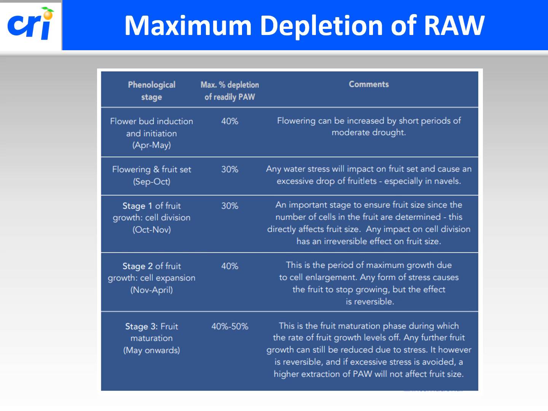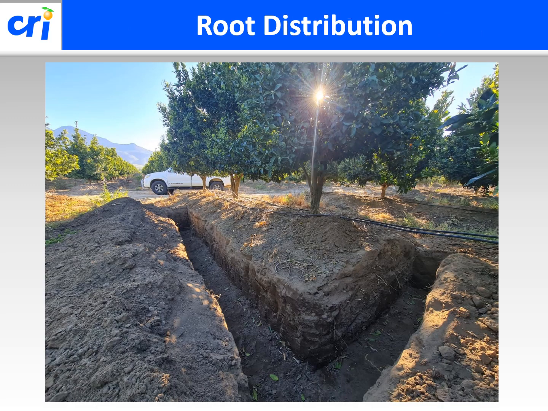It is important to note that in cell division, which is between October and November, a 30% depletion of plant available water is allowed, thus leaving 70% of plant available water in the soil. If any stress occurs during this phase, the effect on fruit size will be irreversible.